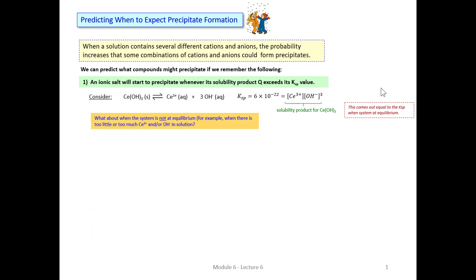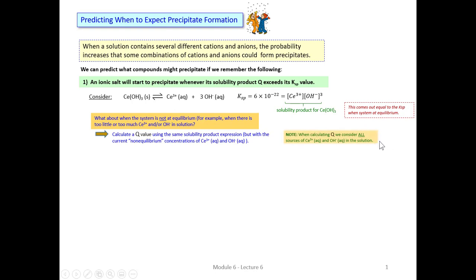Well, what about when the system is not at equilibrium? What I mean by that, for example, is when there's too little or too much cerium 3 plus or hydroxide in solution. What we can do is calculate a Q value, which in the past we called a reaction quotient, using the same solubility product expression, but with the current non-equilibrium concentrations of cerium 3 plus and hydroxide. Now, when calculating Q, you need to remember that we need to consider all sources of cerium 3 plus and hydroxide in solution. This may be a little more plain when we do some examples in the future.